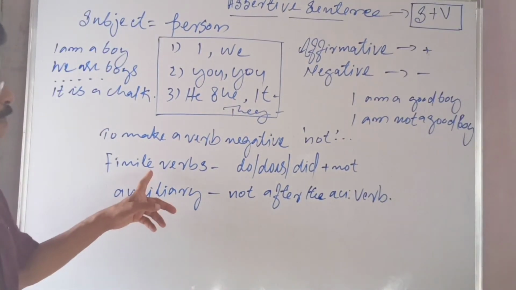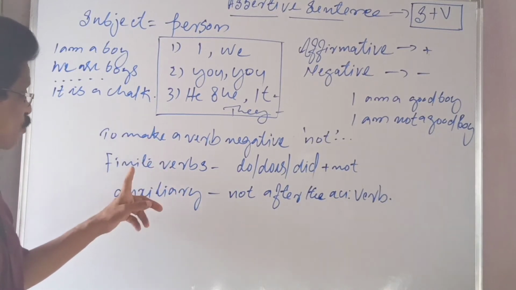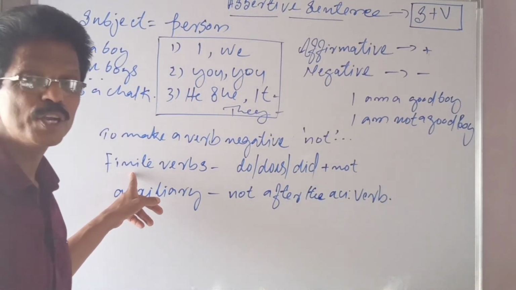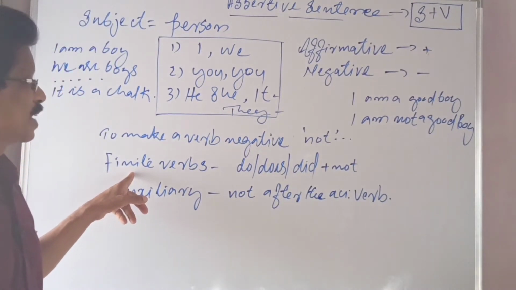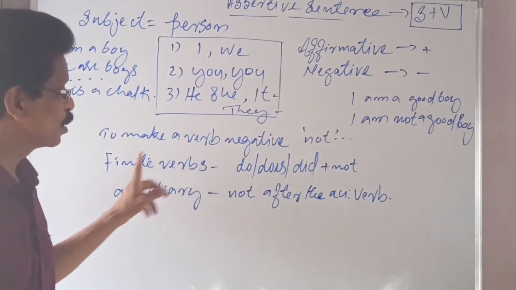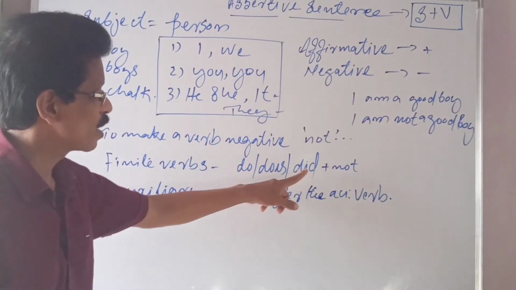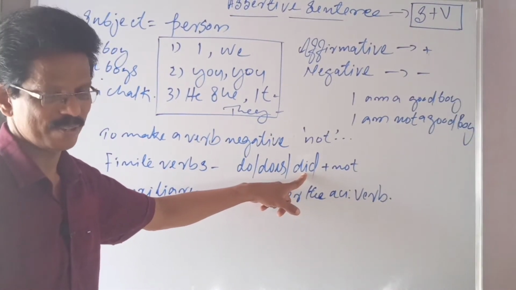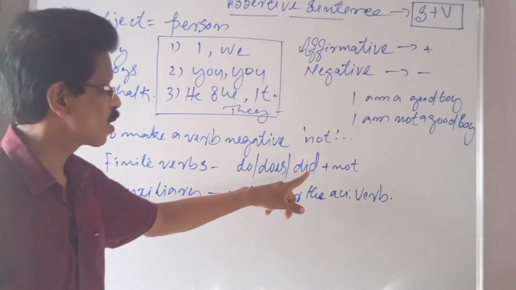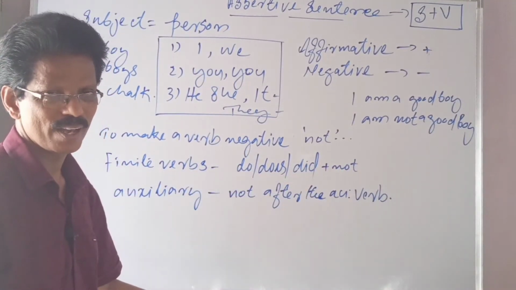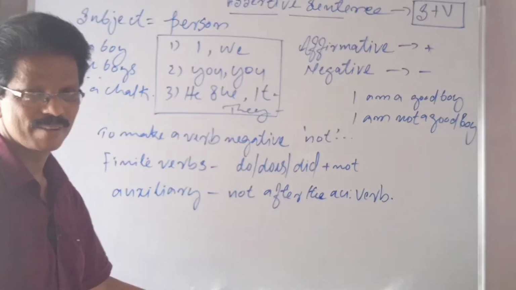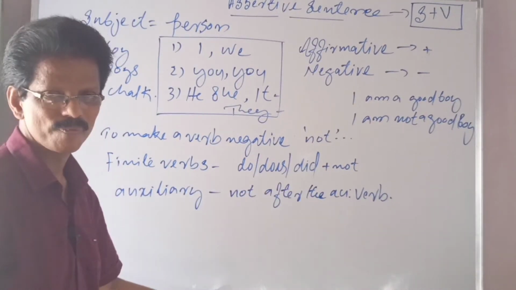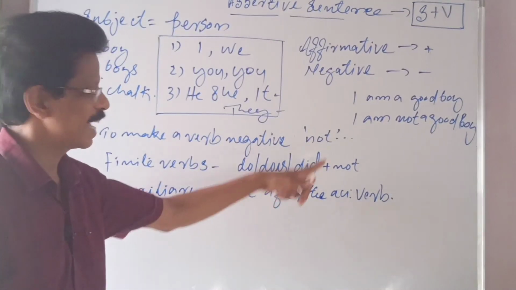For example, if the verb is finite, finite means having V1, V2, V3, and in simple tense form, you use do, does or did. This we saw yesterday also, auxiliary verb. Is it not so? Yes. Do, does or did plus not. I like, I do not like. He likes, he does not like. I liked, I did not like. He liked, he did not like.